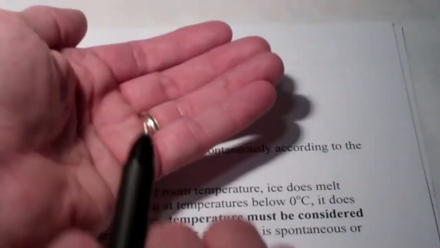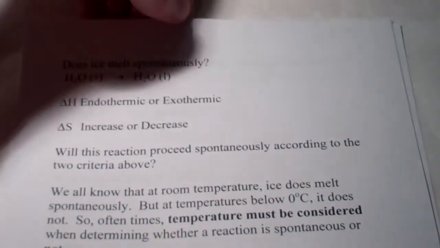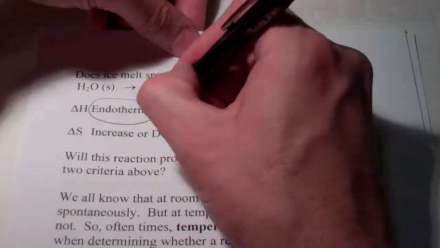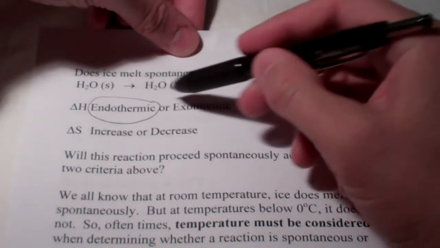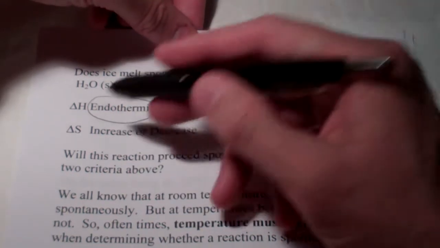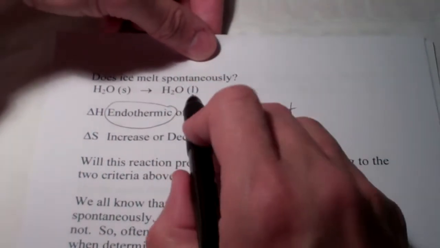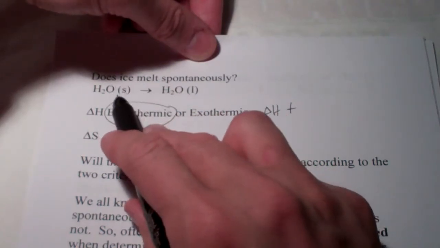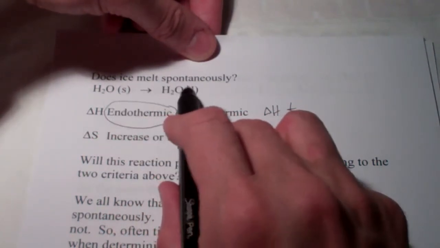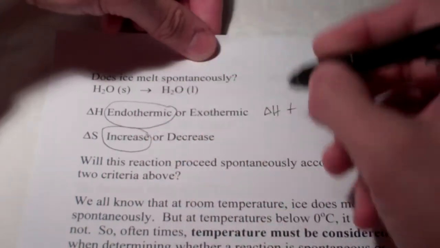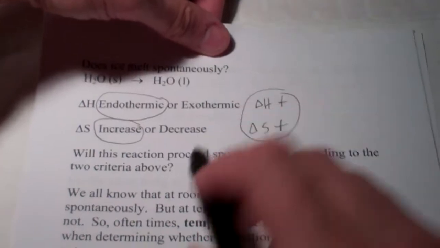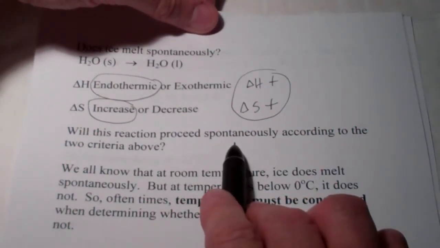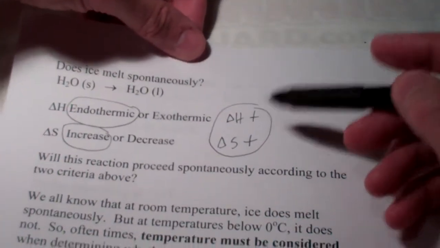Well, we have the solid particles. We're trying to turn them into liquid particles. We're trying to get them to move past one another. Won't that take energy? Delta H is positive when you go from a solid to a liquid. What about the entropy change? Doesn't a liquid have more disorder than a solid? So when I go from a solid to a liquid, entropy is increasing. Delta S is positive. So, will this reaction proceed spontaneously according to the two criteria above?